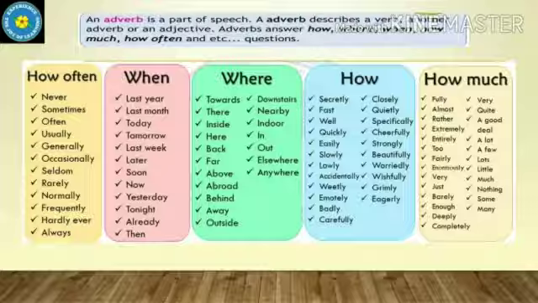Now here are some words that can help you identify adverbs. When I say how often, you can say never, sometimes, always, frequently, occasionally. And when I say when, yesterday, today, tonight. When I say where, behind, above, outside. And when I say how, you can say secretly.